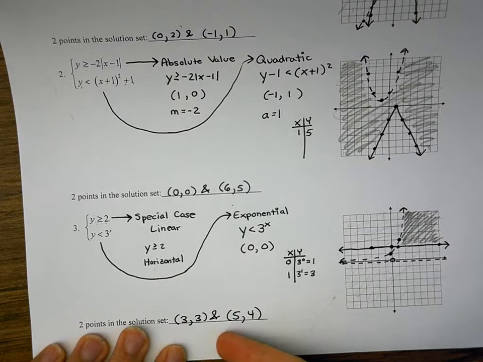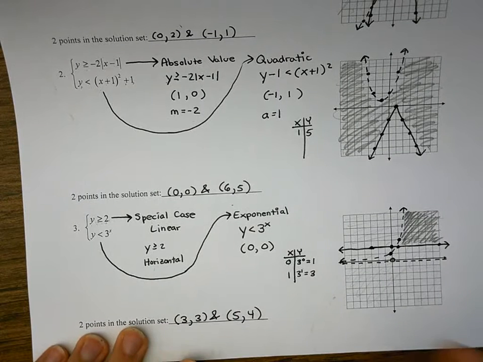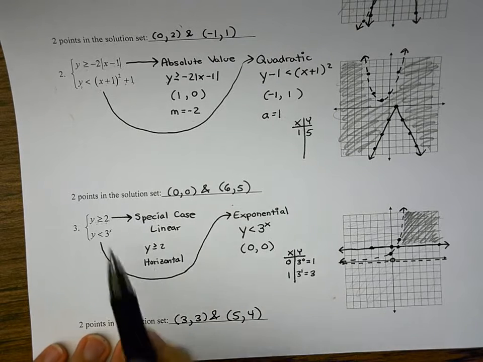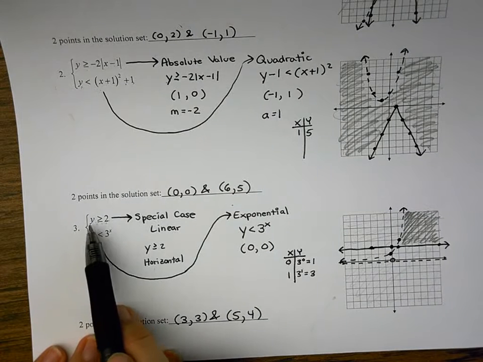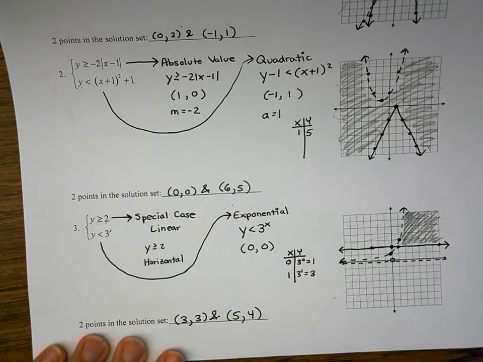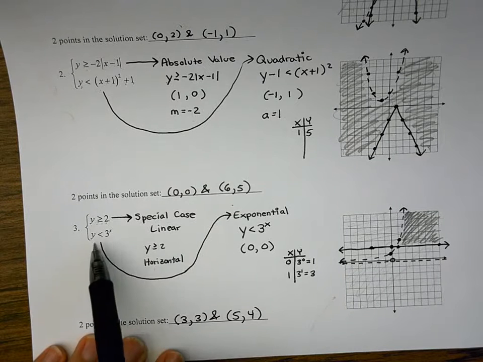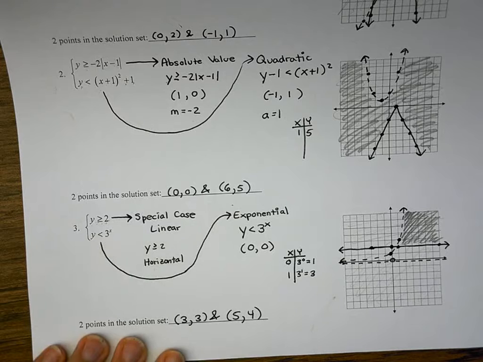And then again, I recommend using one or both. If you have time, why not check both? Better safe than sorry. Plugging them in, making sure they actually make it true. So I'm going to plug in 3, 3. Is 3 greater than or equal to 2? Yep. And then 3, 3, is 3 less than 3 to the third? Or 3 less than 27? Yep. And so we're good to go.